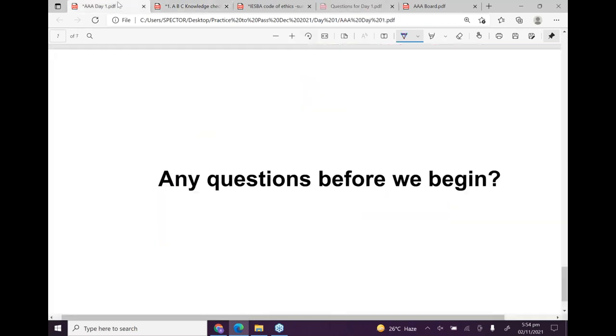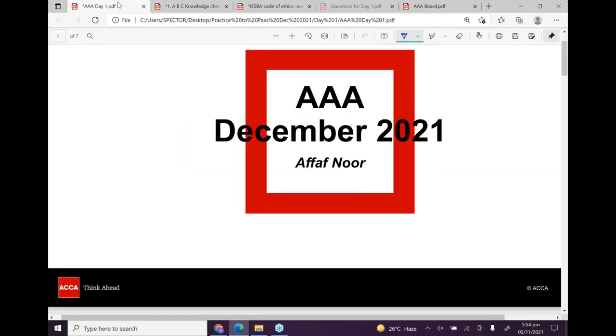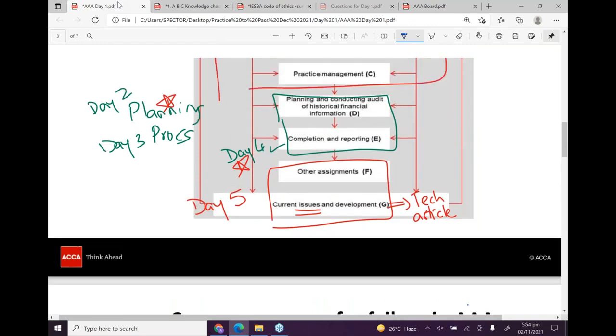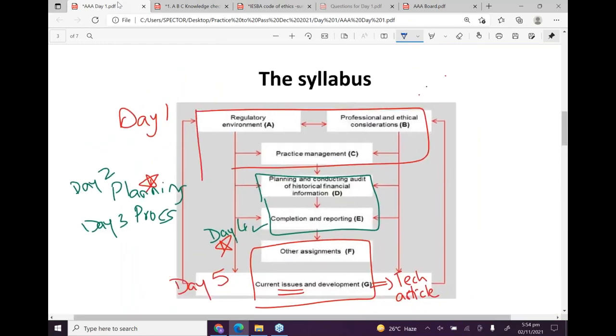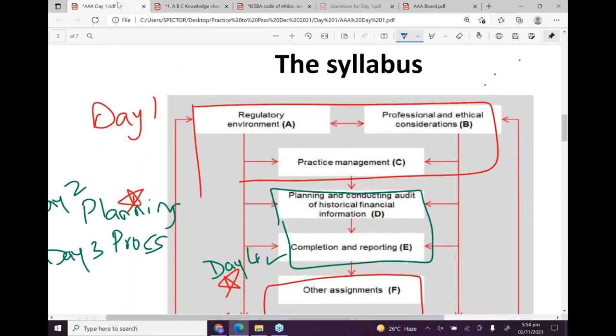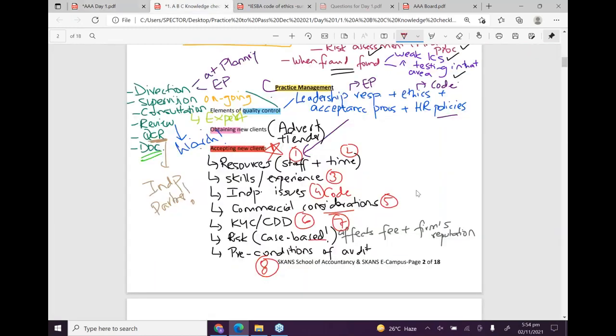So if I quickly go back to my original slide, just give me a second. This is what I've recapped just now. Laws, regulations, money laundering, code of ethics, fraud and professional liability, quality control, obtaining new clients and accepting new clients. Easy to study, a bit of learning involved, but very difficult to get marks in.